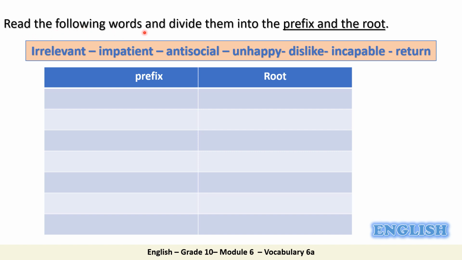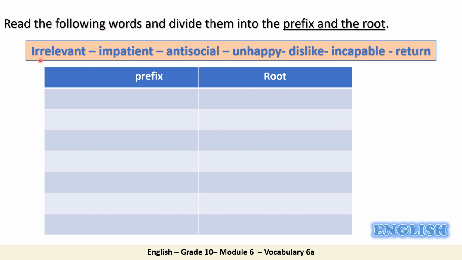Read the following words and divide them into the prefix and the root. Let's read these words together. Irrelevant, impatient, antisocial, unhappy, dislike, incapable, and return. Now, what do you notice about these words? Can we divide them into two parts? That's correct. We can divide them into two parts. So what are these two parts? They are the prefix and the root.